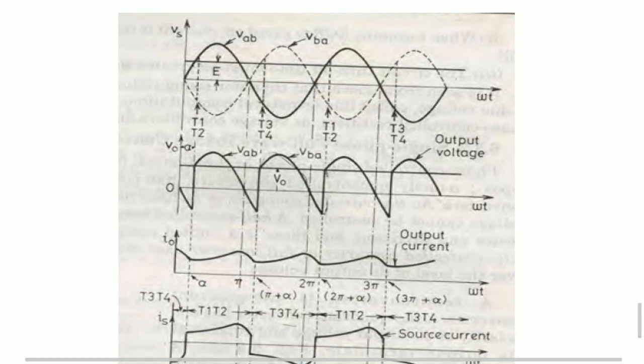The first waveform is of Vs, that is the input AC voltage. The second waveform is of VO, that is the output voltage. The third waveform is of IO, that is the output current, which is also of continuous type. We can see clearly during the positive half cycle thyristors T1 and T2 will conduct, and during the negative half cycle thyristors T3 and T4 will conduct.